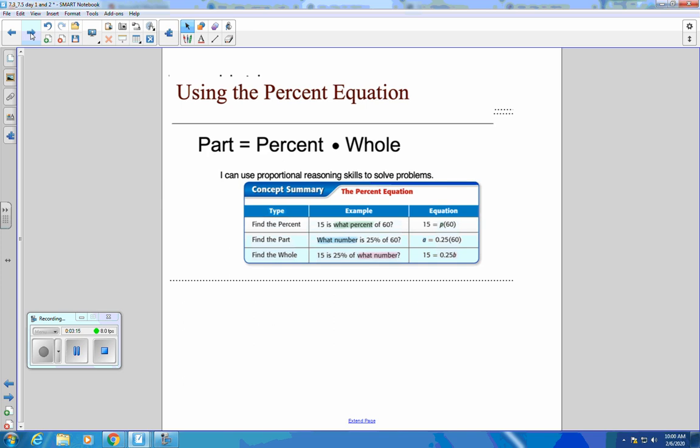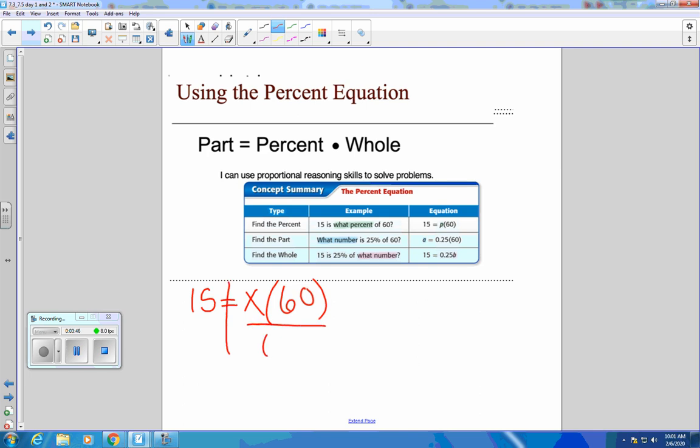So if it says 15 is what percent of 60? Well, our part is 15, and then it's asking for what percent, so that's our p or our x, and then our whole is 60. So I multiply that by 60. You can also just think about it. It says 15 is, which means 15 equals what percent, that's your x, of is multiplication, 60. So x times 60. Now you divide both sides by 60, and you get x equals, and then if you take 15 divided by 60, you get 0.25.